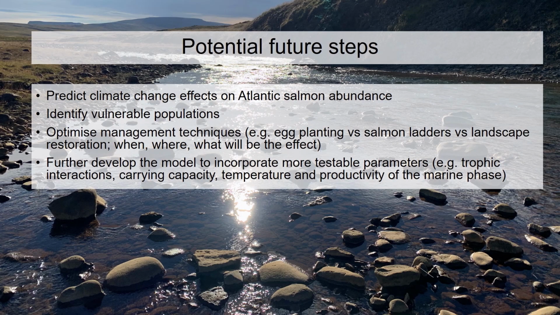So now we have this framework. Future steps are looking at how climate change can affect Atlantic salmon abundance, as well as identifying which populations will become more vulnerable. And also, due to the nature of the model, you can map management techniques straight onto model parameters. So this allows these management techniques to be optimized, as in where or when or what will be the effect of things such as egg planting or salmon ladders or landscape restoration.